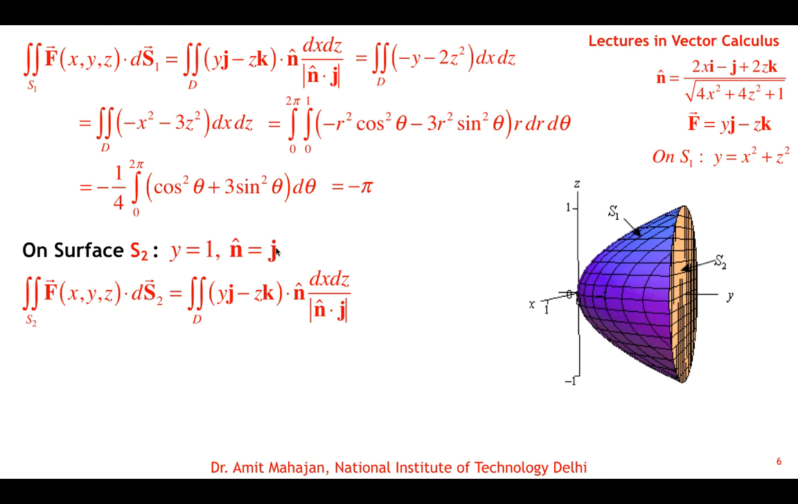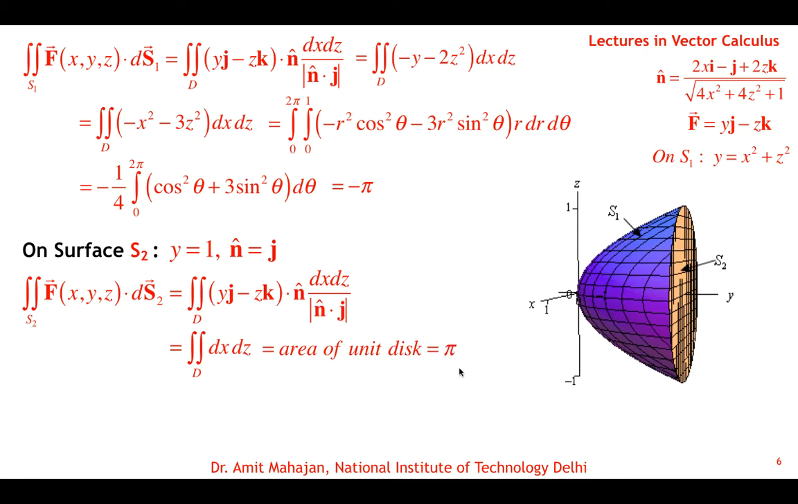Because n is j, j dot j will be 1, so this denominator is 1, and if I put n as j here, this will be simply y dx dz, and because y is 1, it will be the double integral of dx dz only. So y is 1, and 1 j dot j is 1 only, and k dot j is 0. So this is a double integral over the disk, which is a circular disk. So that will be the area of the unit disk, and we know pi r square with radius 1, so only pi.